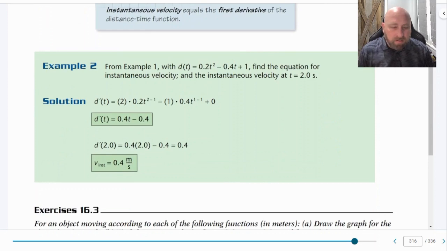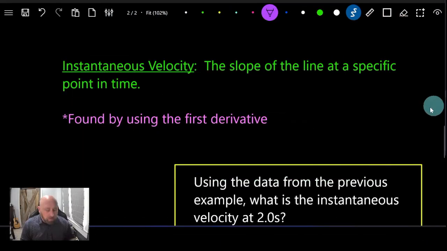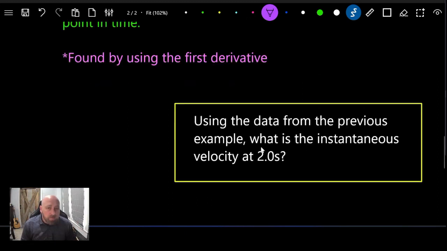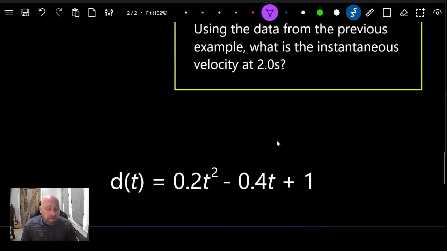All right, so let's go ahead and bump back over here to the computer and let's take a look at some of these things and we'll kind of do this together. These are some things that you should definitely write down. The slope of the line at a specific point in time is called instantaneous velocity. You could also say that is the first derivative. So what is the question asking for? Let's find the first derivative and let's find its velocity at 2 seconds.